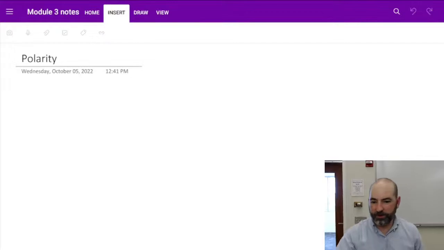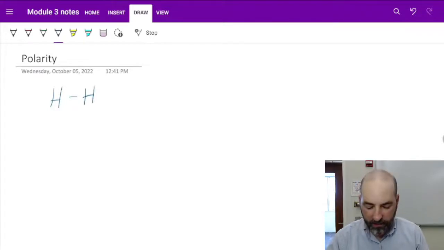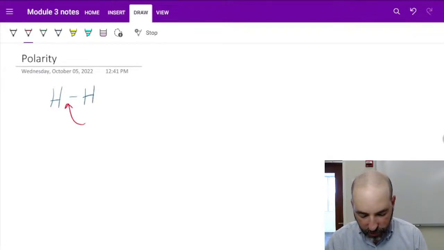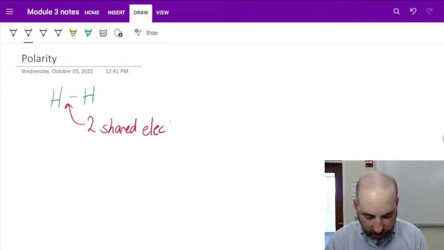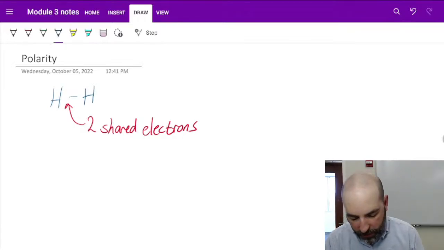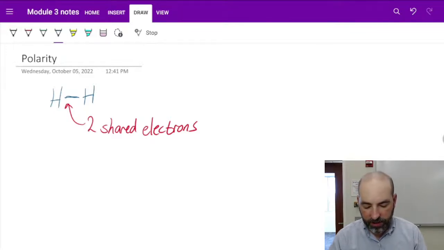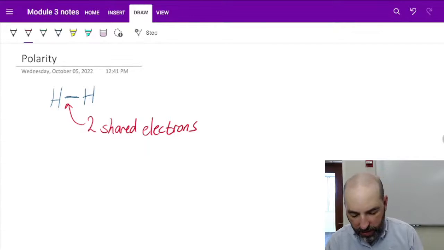When we talked earlier about covalent bonds, we said that something like this involves two shared electrons. And that's true. And now what we're going to talk about is what happens when those electrons aren't shared equally. So if you can imagine now these two hydrogen atoms, the two electrons going in that bond are going to be roughly distributed evenly around each atom.